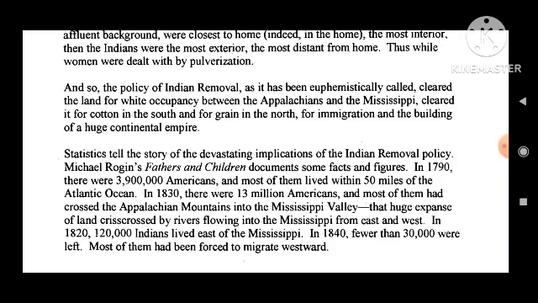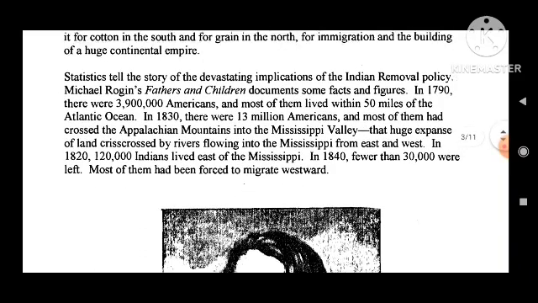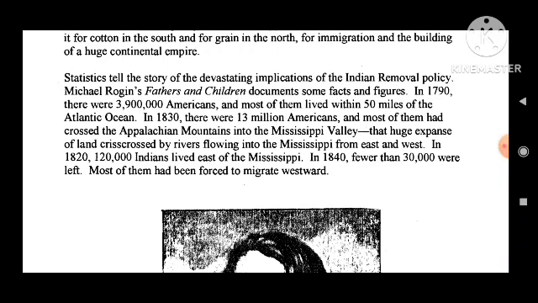So, statistics tell the story of the devastating implications of the Indian removal policy. Michael Rogin's Fathers and Children documents some facts and figures. In 1790, there were 3.9 million Americans and most of them lived within 50 miles of the Atlantic Ocean. In 1830, there were 13 million Americans and most of them had crossed the Appalachian Mountains into the Mississippi Valley, that huge expanse of land crisscrossed by rivers flowing into the Mississippi from east and west.